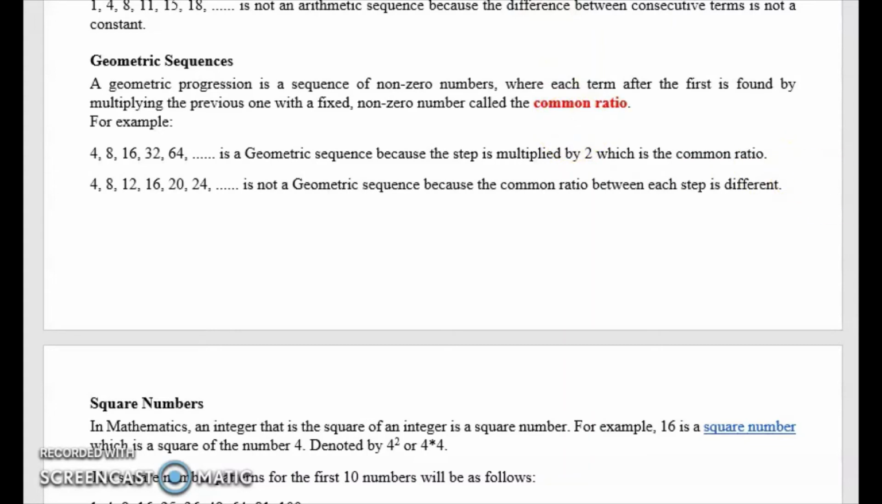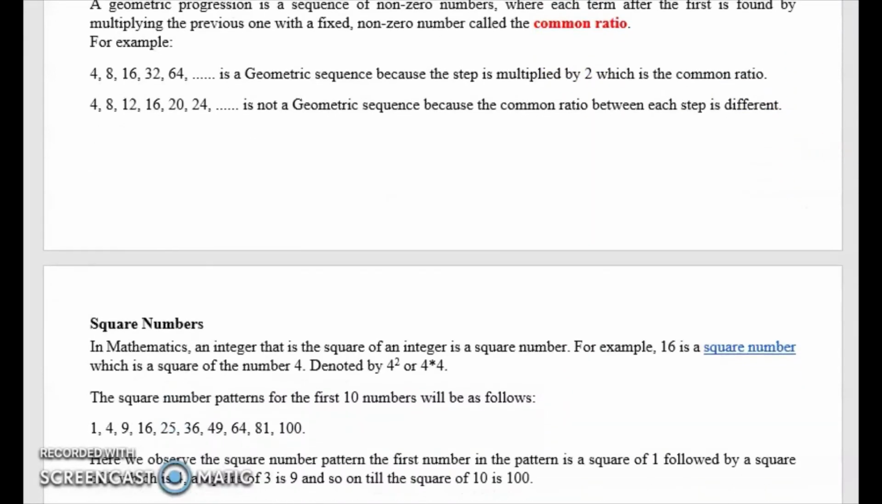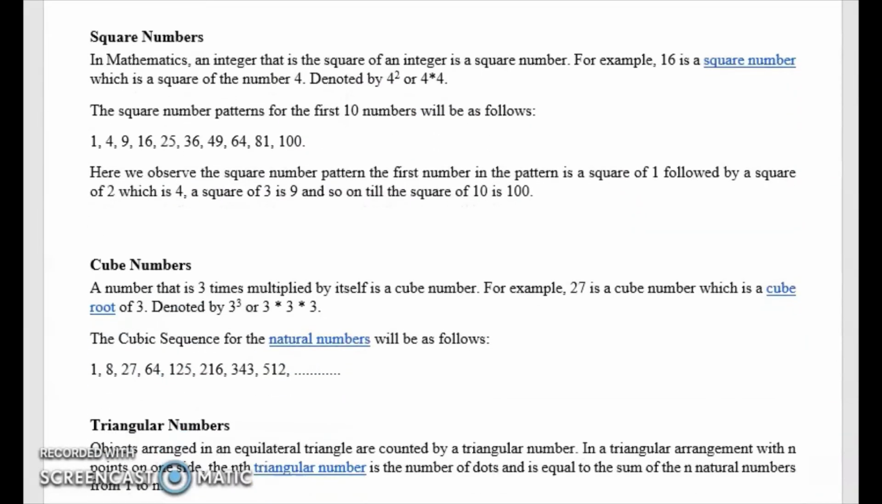Okay, so next is the square numbers. In mathematics, an integer that is the square of an integer is a square number. For example, 16 is a square number which is the square of the number 4, denoted by 4 squared or 4 times 4. So a number that is multiplied by itself is called a square number. So we have here examples: 1, 4, 9, 16, 25, 36, 49. So, bakit sinabing square numbers ito?